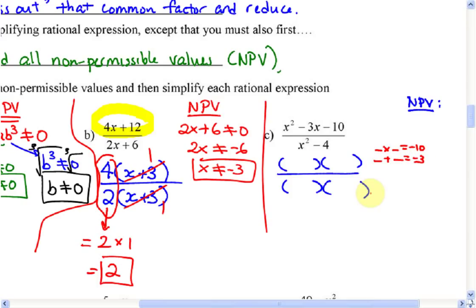Okay, so let's think about that. What two numbers multiply to negative 10? Those same two numbers add to negative 3. Negative 5 and positive 2? Yeah. Sure, so that's x plus 5, x minus 2.